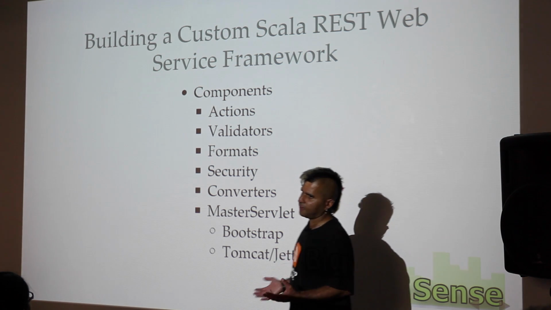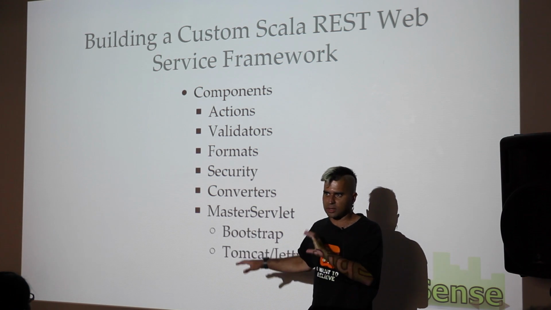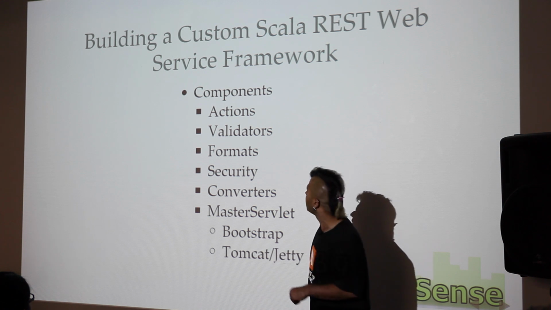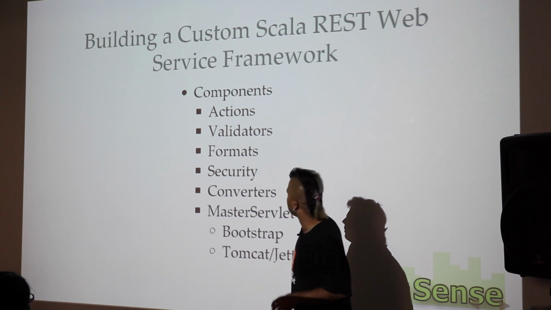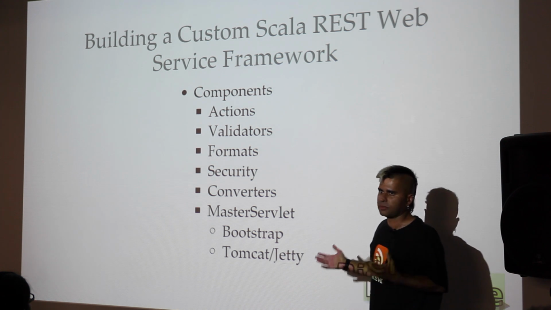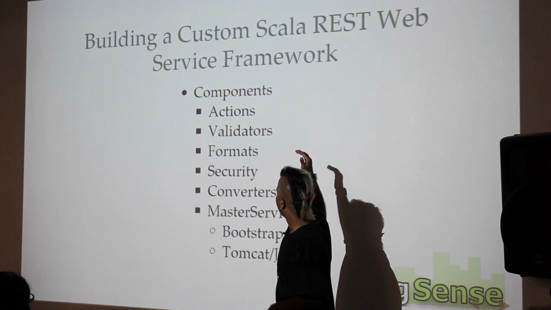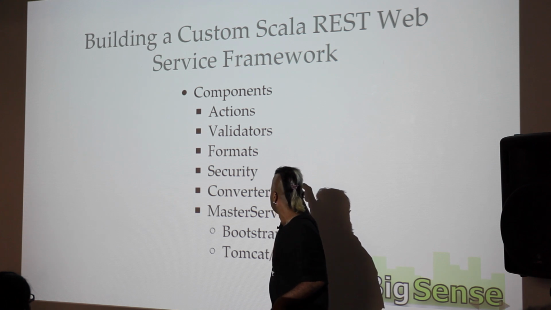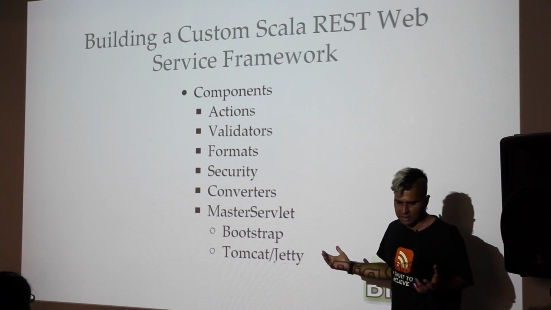So when I was building my framework, I decided to toss that on its end. I overrode the service method directly and used that to dispatch everything. So I'm going to talk about what I used to build my own framework. And I did this in Scala. It has several components. These components are probably pretty familiar to any of you who've worked in MVC. We've got actions, validators, formats, security, converters, and then we have this master servlet that bootstraps everything together.